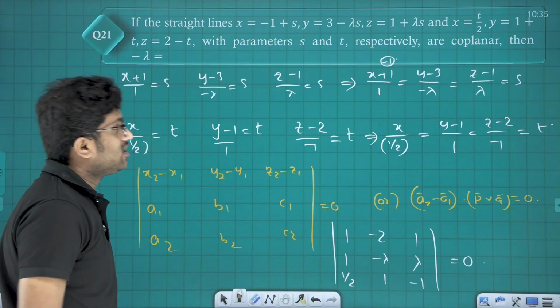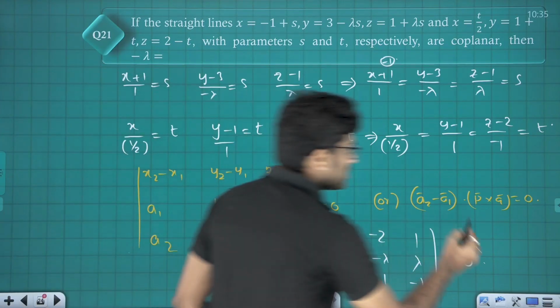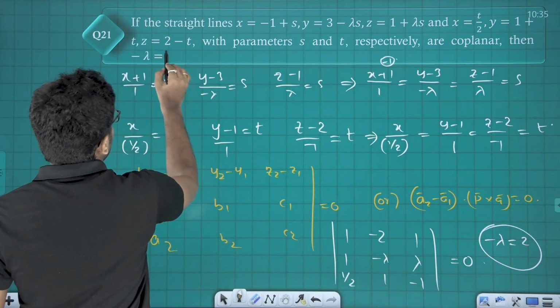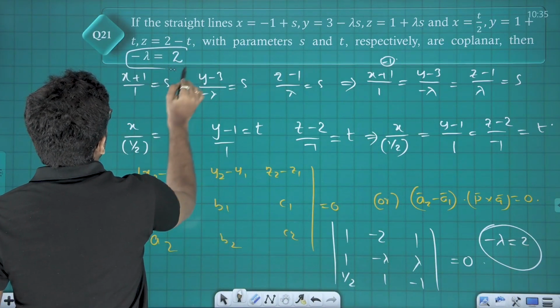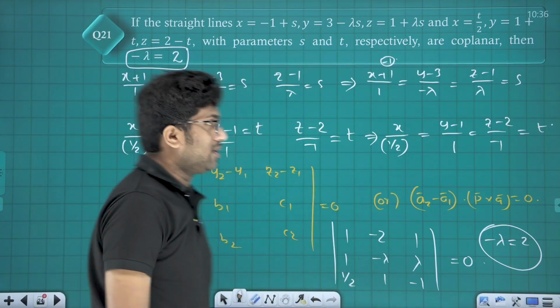So if we expand the determinant, then just by simplifying this, we get minus lambda is equal to 2. From there, yes, minus lambda is equal to 2 is the answer. Just expand this determinant and get the value of lambda.